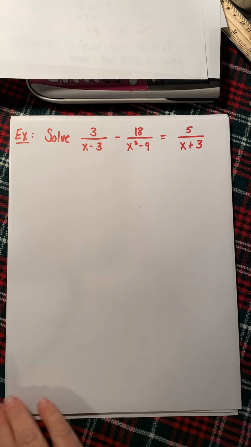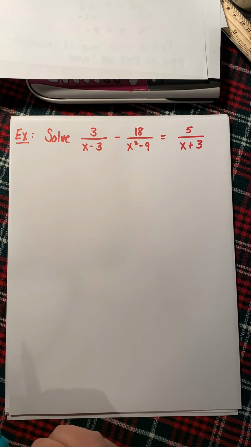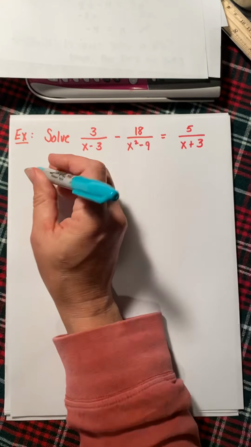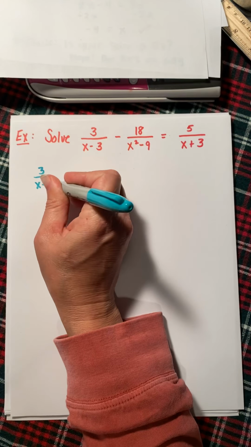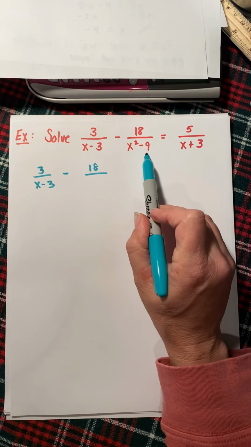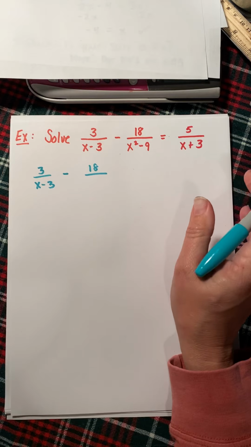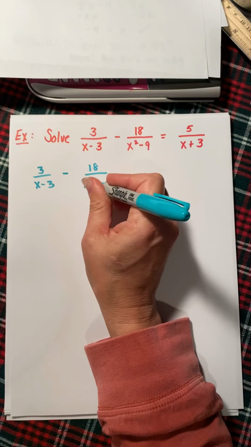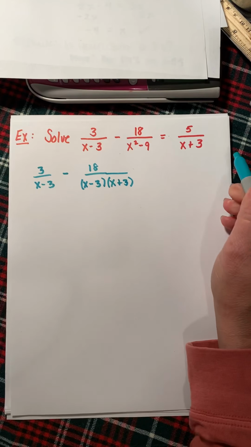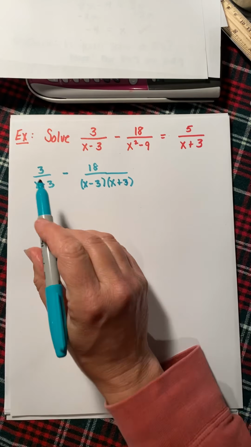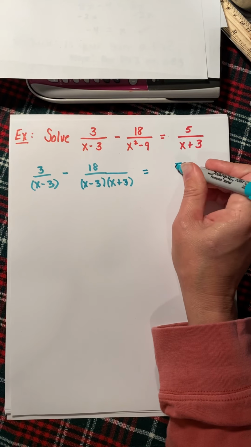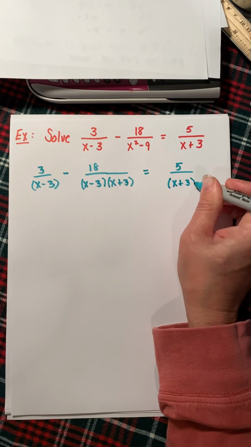3 over x minus 3 minus 18 over x squared minus 9 equals 5 over x plus 3. So first thing we're going to do is factor all denominators. Now your chapter 6 factoring skills are going to come in handy. x squared minus 9. Think about that for a minute. What do you recognize? Hopefully you're saying the difference of squares. That's x squared minus 3 squared. So that's just 18 over x minus 3 times x plus 3. Oh, look how convenient. x minus 3 is the only factor in the left denominator. And this is 5 over the only factor, x plus 3.